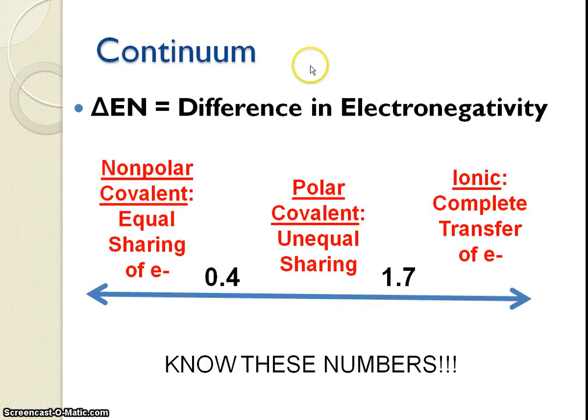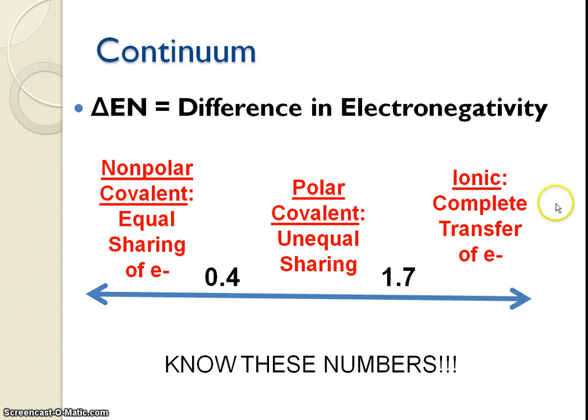So here's the scale. This is the difference in electronegativity. If the difference in electronegativity is 0, which is down here on the scale, it's going to be nonpolar covalent. So they're going to share it 50-50, equal sharing of electrons. Once the difference gets up to about 0.4, they switch over to polar covalent. So this range right here between 0.4 and 1.7, if the difference in electronegativity is between those two numbers, it's going to be polar covalent.